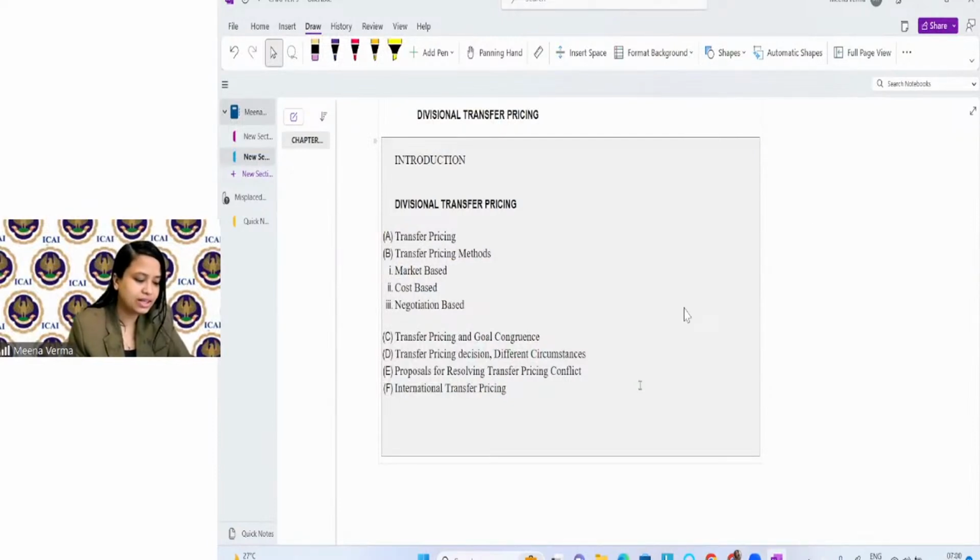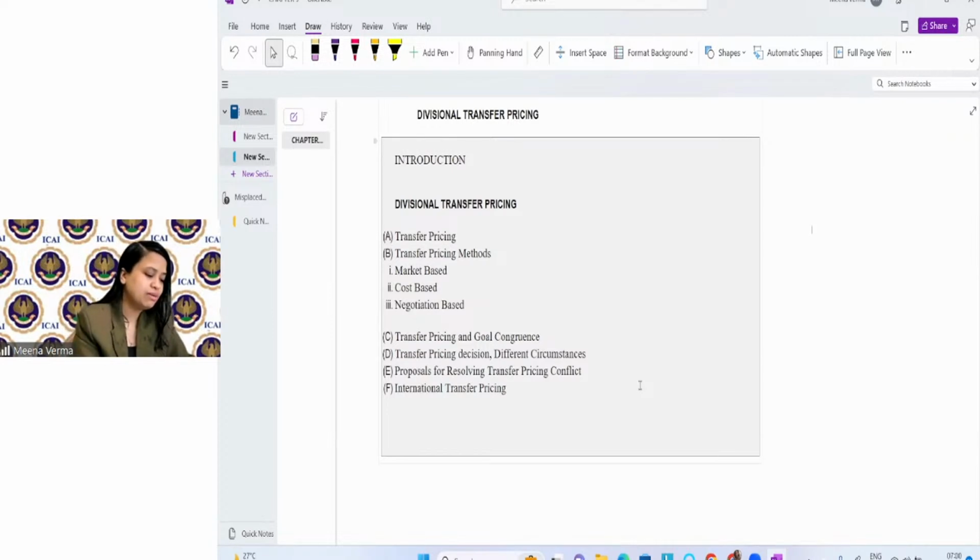Today we are learning about transfer pricing. This is one of the very important topics, very important from your exam point of view, and very interesting also. And you will see, most of the topics in your material are theory, but this one is practical. I hope you will take interest in this because it is more practical. All right, let's start the topic.